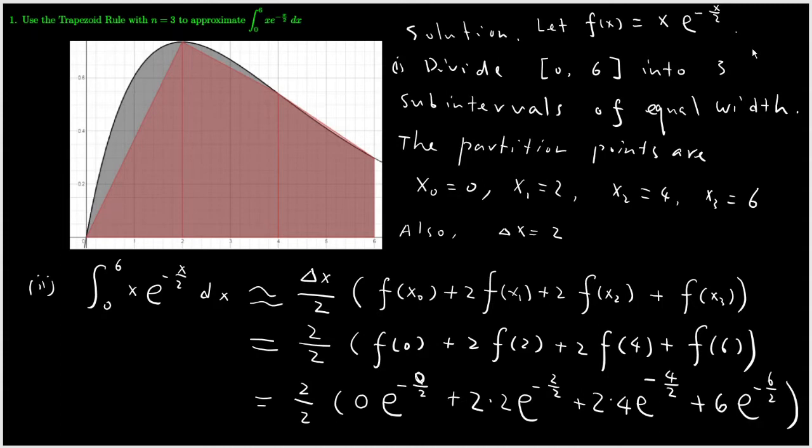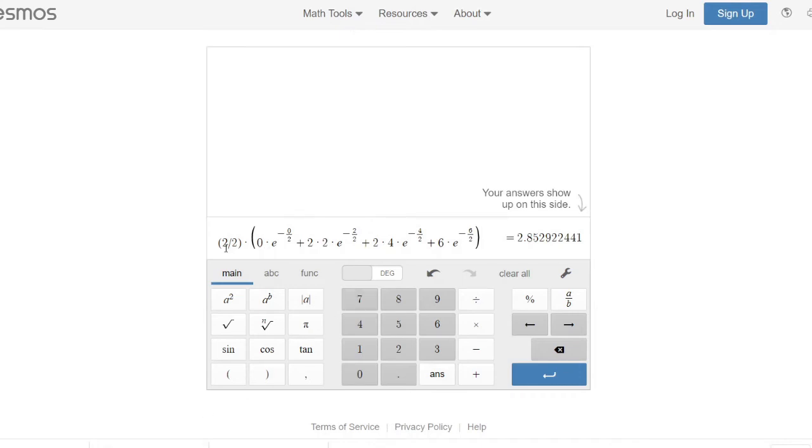Now enter everything into your calculator. You are going to have the answer. You look at that, that's my calculator. On the left hand side you have 2 over 2. So this 2 is the width of the subinterval, right? The first term is the value of the function at 0. The second term is 2 times the value of the function at 2, and so on. The next term is 2 times the value of the function at 4. The last term is the value of the function at 6.